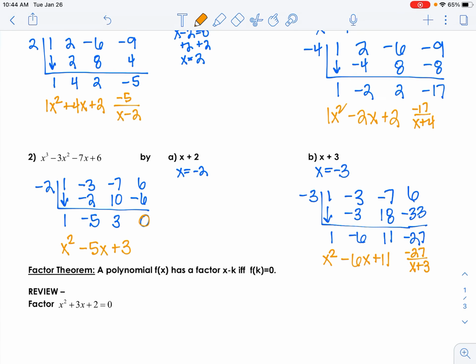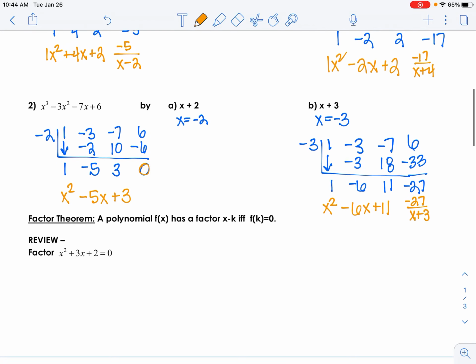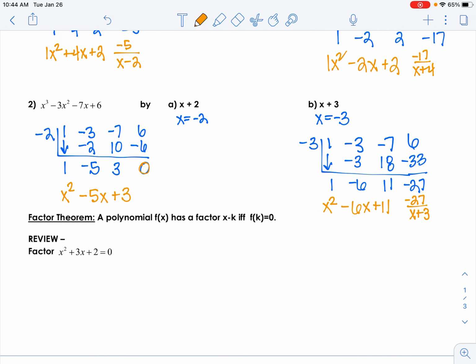Okay, so that's synthetic division. Now the reason we learn how to use synthetic division is in order to start to factor if we can't factor from the original function. So just to review, a polynomial f of x has a factor of x minus k if and only if when we plug in k we get 0 if it's divisible.